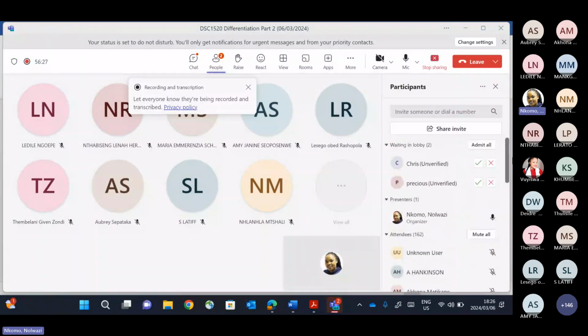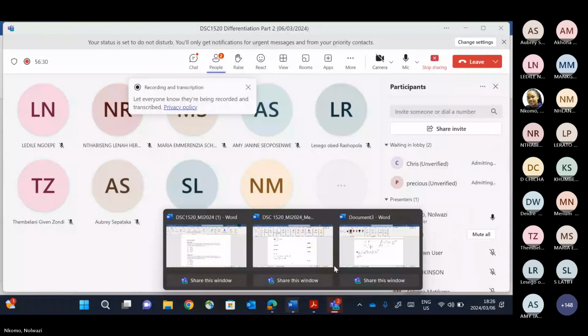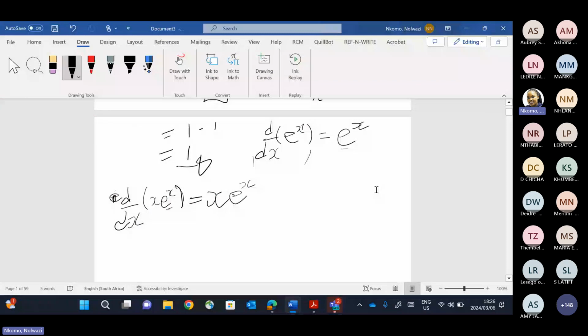Okay, let's continue. All right, we are here. Then plus, we said we keep this, we multiply that function times the derivative of this. Then the next step is to keep this and multiply with the derivative of this. The derivative of this is 1. So we have 1 times e to the power x, right?